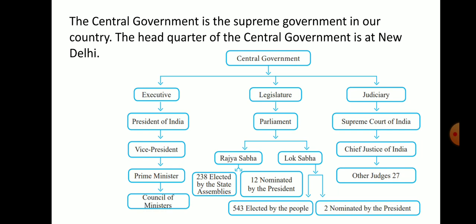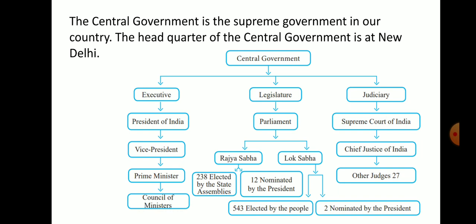The President of India executes all the means that have been given to the people. In the absence of the President, the Vice President takes his position, and the President is assisted by the Prime Minister, who is the head of the Council of Ministers. The legislation, the preparing of laws, is done by the Parliament. It has two Sabhas or two houses: one is Rajya Sabha and the other is Lok Sabha.